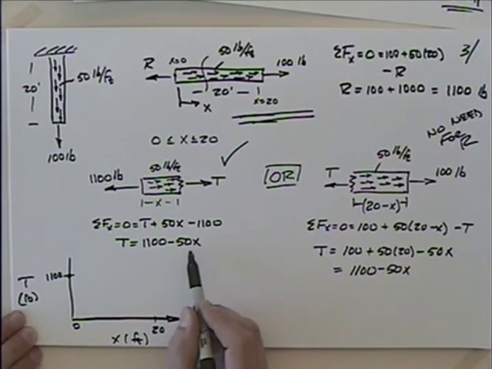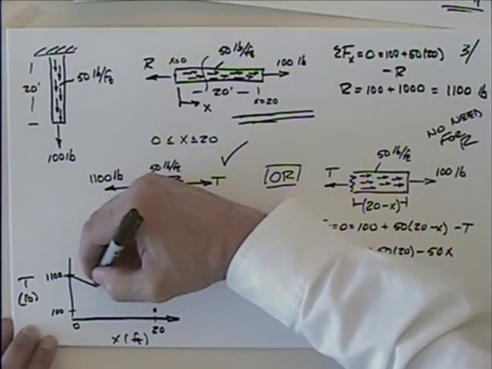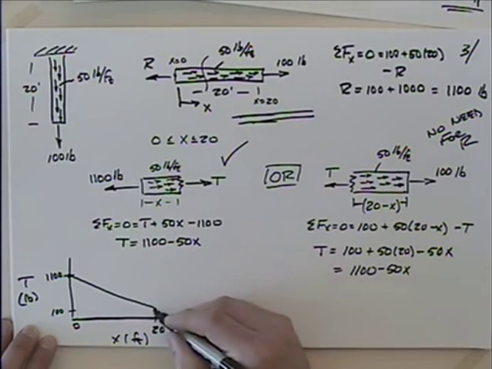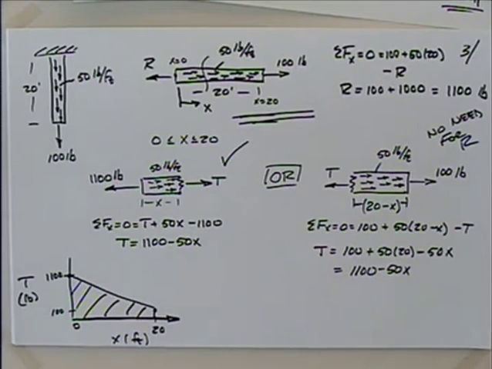So let's see, if we look at x is equal to 20, we come down to 100, is that right? And it's a linear equation, a first order equation, so I should have something that looks like that, right? Okay.